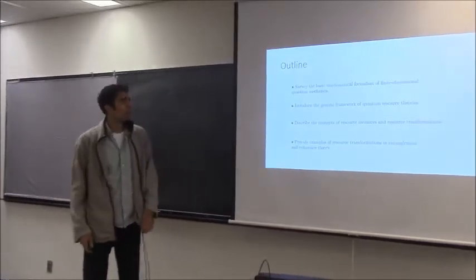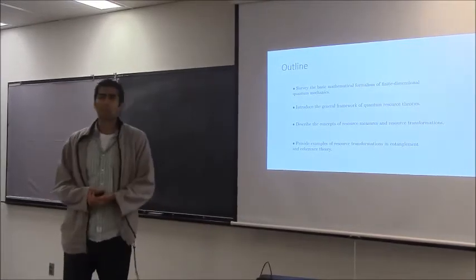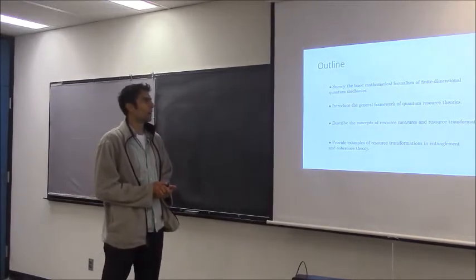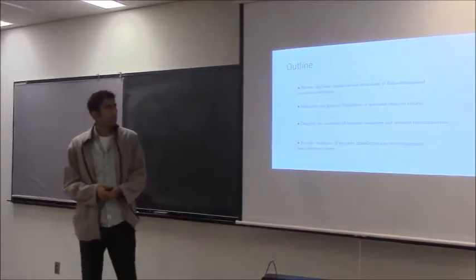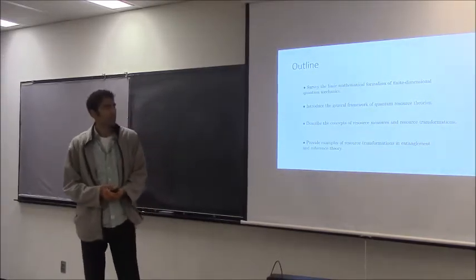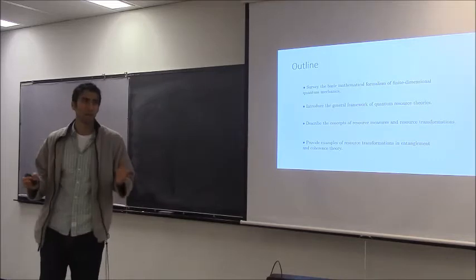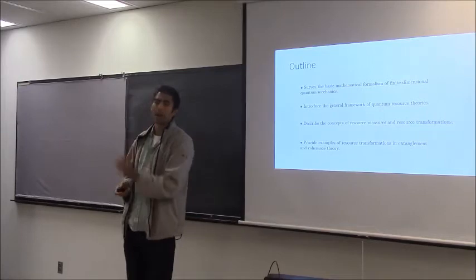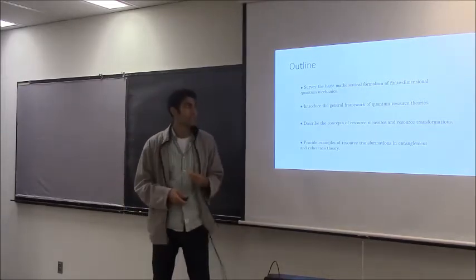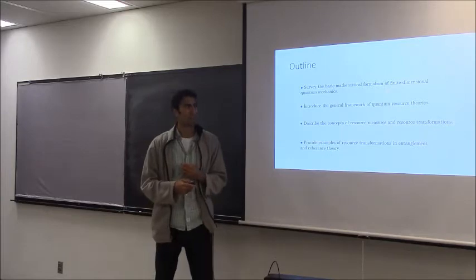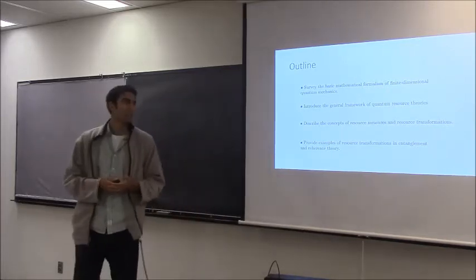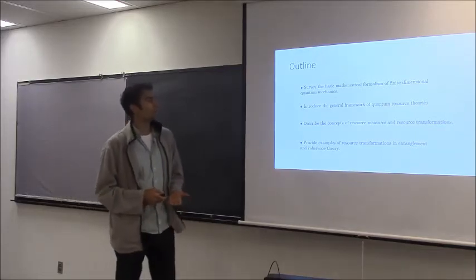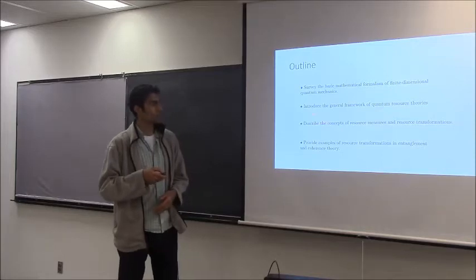All right, so the outline of this talk, basically there's four main things that I want to touch upon. First, I'm going to provide a brief survey of some of the mathematical formalism of finite dimensional quantum mechanics. Of course, the whole formalism of quantum mechanics is a massive topic, so I'm just going to try to boil it down to just a few slides and highlight the essential pieces that we need for this discussion. And of course, it helps quite a bit that we're dealing with finite dimensions, and everything is just in terms of finite dimensional vector spaces. So it's very nice. Then I'm going to discuss the general framework of quantum resource theories.